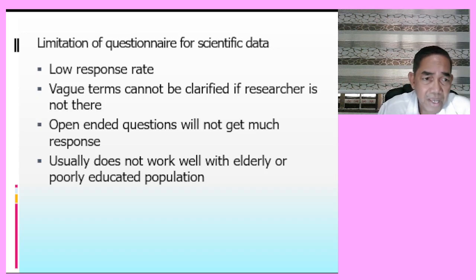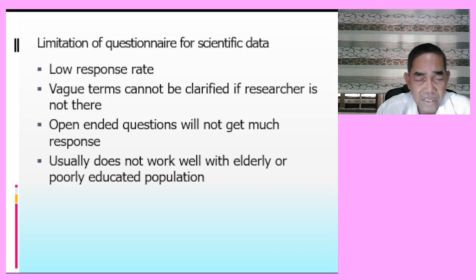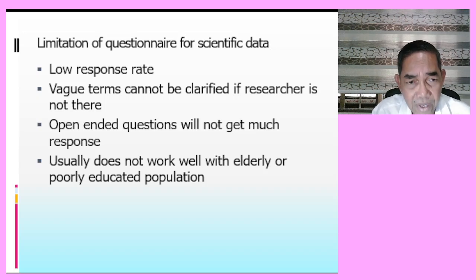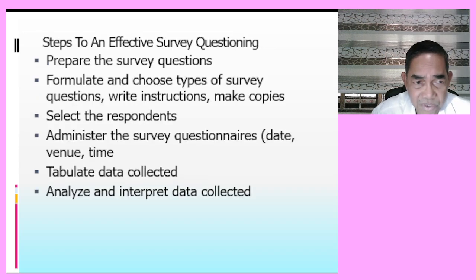That's the reason why if we are making a survey questionnaire, we advise that you make open and close-ended questions, because many people might not be able to respond, especially those with lower educational attainment. They might not be able to respond to open-ended questions, and it usually does not work well with elderly and poorly educated populations. Okay, so this is one limitation of the survey questionnaire.